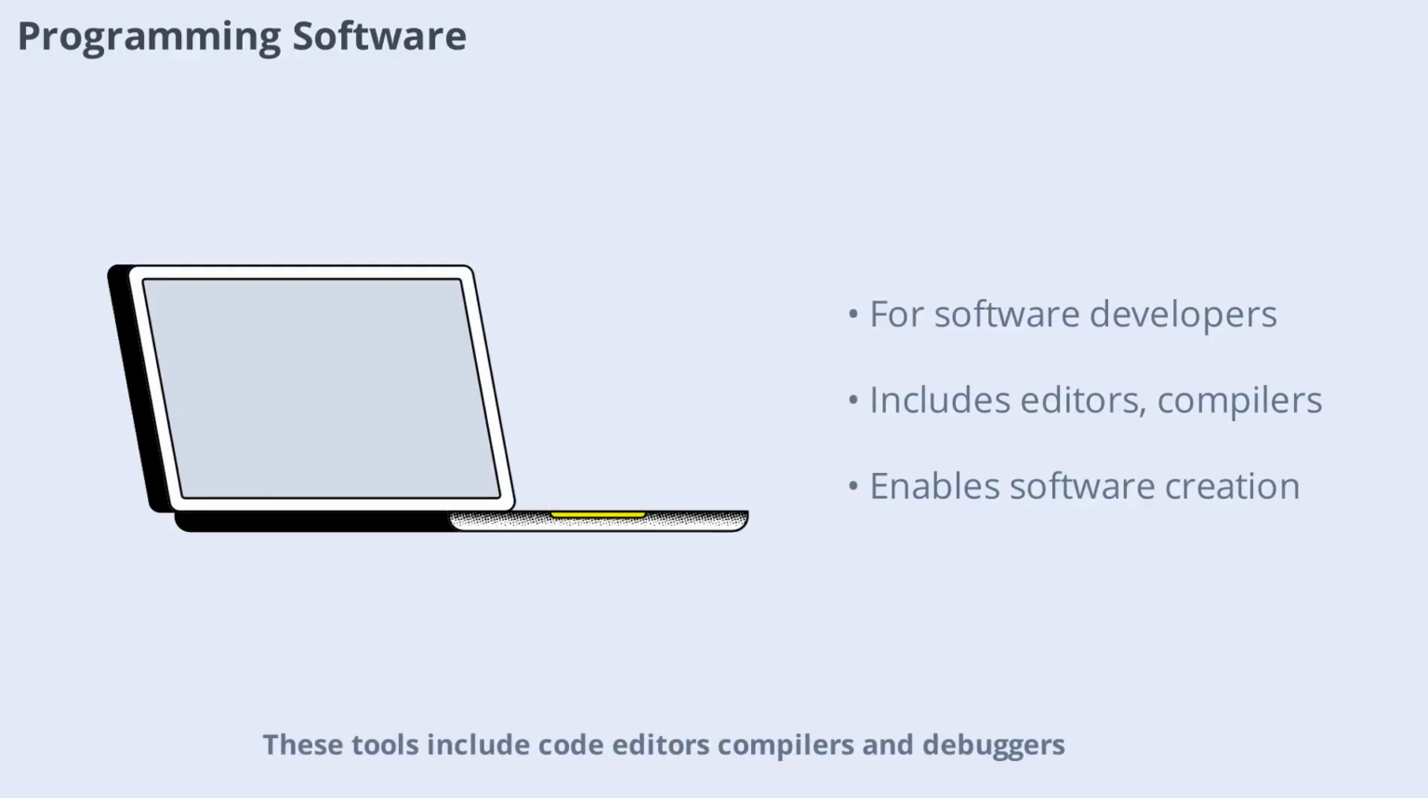Programming software is designed for developers who create new software. These tools include code editors, compilers, and debuggers. Programming software provides the environment needed to write, test, and debug code, making it possible for programmers to build everything from simple apps to complex operating systems. Without these tools, software development would be nearly impossible.